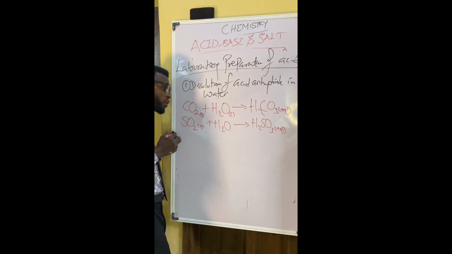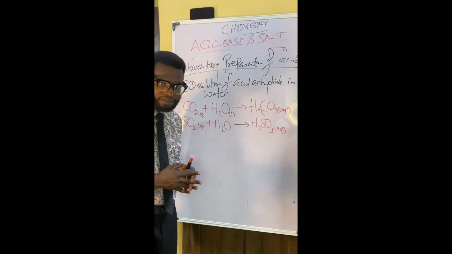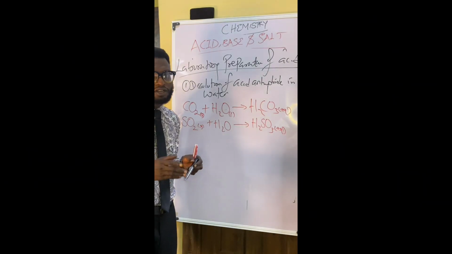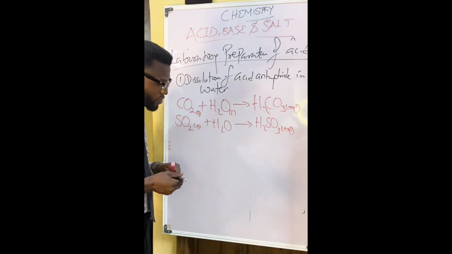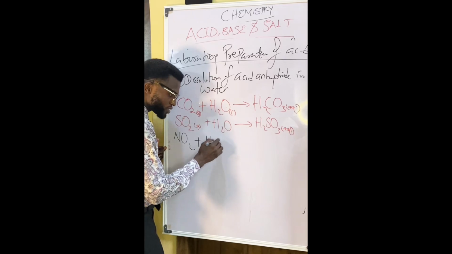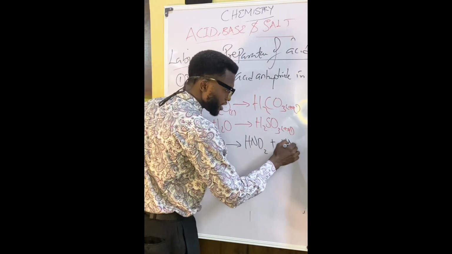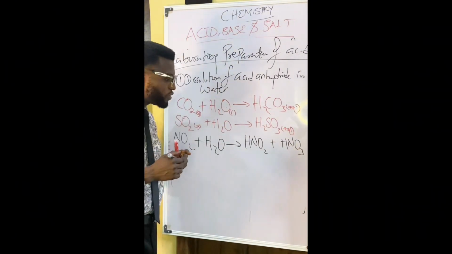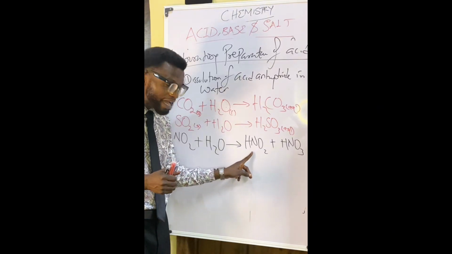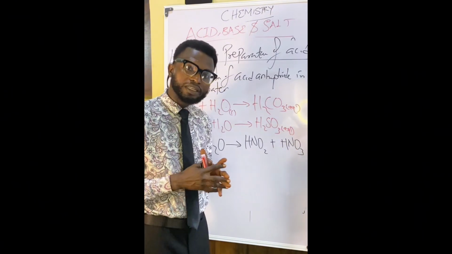Now, on the other hand, there is a term known as mixed anhydride. Why do we call it mixed anhydride? Because they give a mixture of 2 different acids, often a weak and a strong oxo acid. Example is nitrogen 4 oxide. It will dissolve in water, as you can see, to give you HNO2 and HNO3. So when you look at this example, it is evident that this is dioxonitrate 3 acid or nitrous acid, and this is trioxonitrate 5 acid or nitric acid.